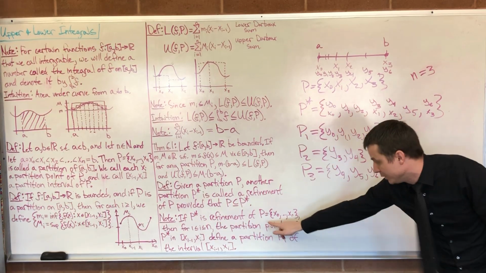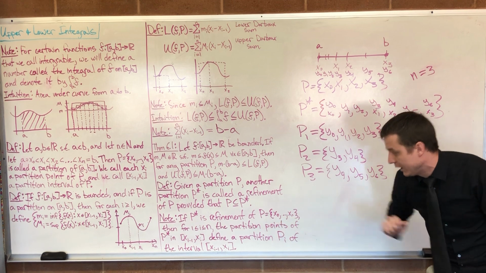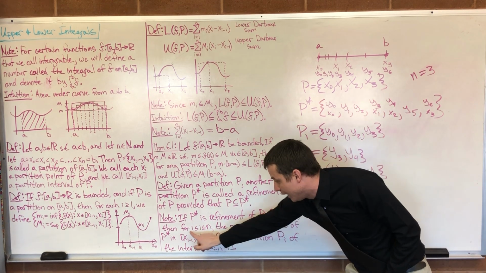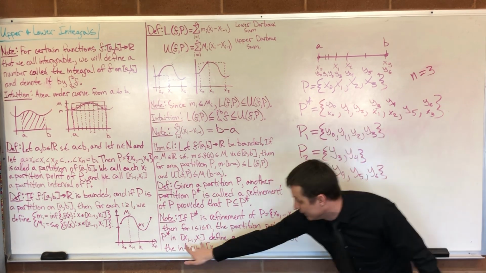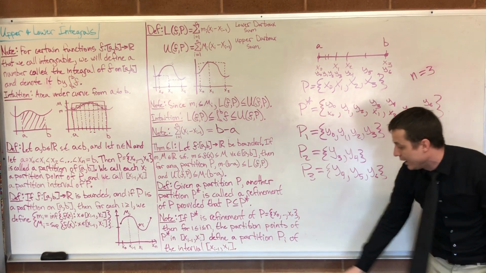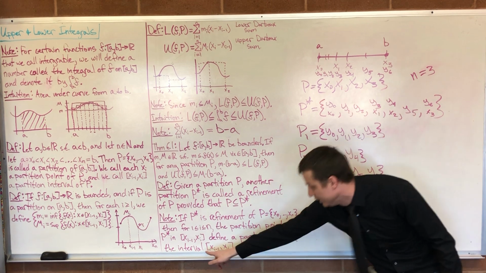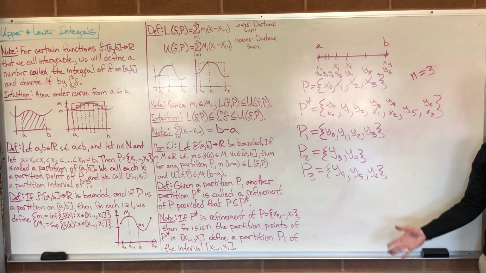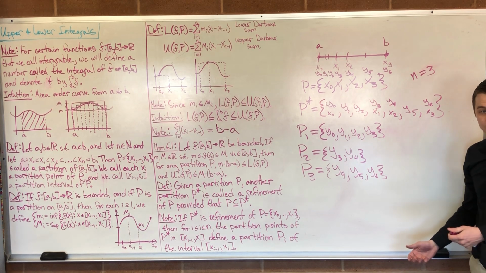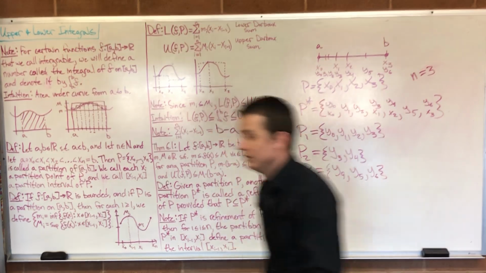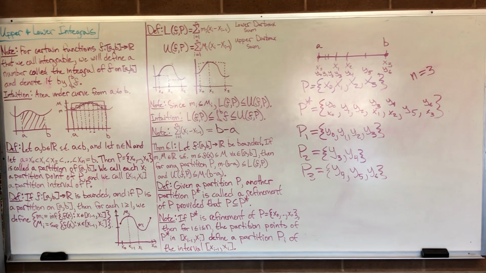If P star is a refinement of P equal to x naught through xn, then for each I between 1 and n, the partition points of P star in that partition interval define a partition P sub I of the interval. Good? Clear? Alright, if that's clear, I think we're ready to move on now to what's next.